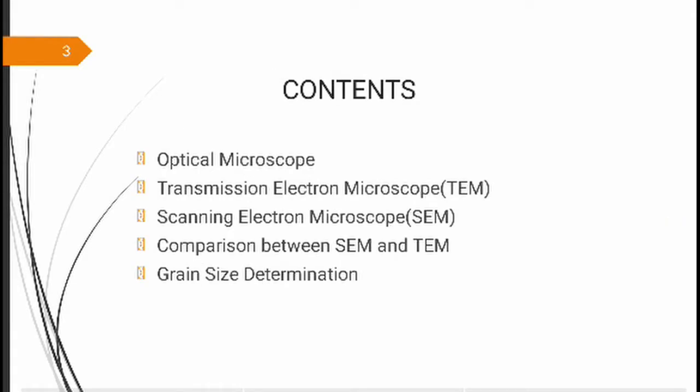These are the contents of our presentation. We will be dealing with optical microscope, transmission electron microscope, scanning electron microscope, comparison between SEM and TEM, and grain size determination.